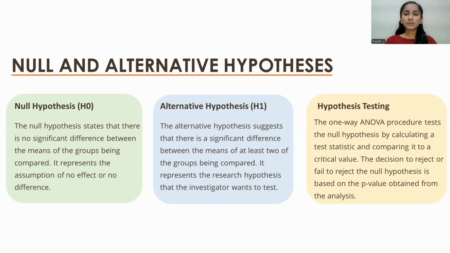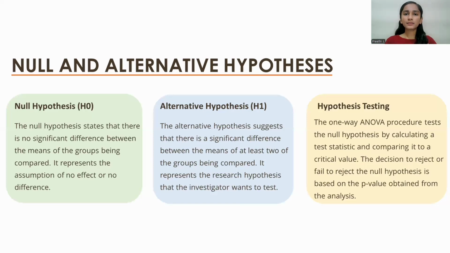Alternative hypothesis, it is denoted by H1. The alternative hypothesis suggests that there is a significant difference between the means of at least two of the groups being compared. It represents the research hypothesis that the investigator wants to test. Hypothesis testing. The one-way ANOVA procedure tests the null hypothesis by calculating a test statistic and comparing it to a critical value. The decision to reject or fail to reject the null hypothesis is based on the p-value obtained from the analysis.